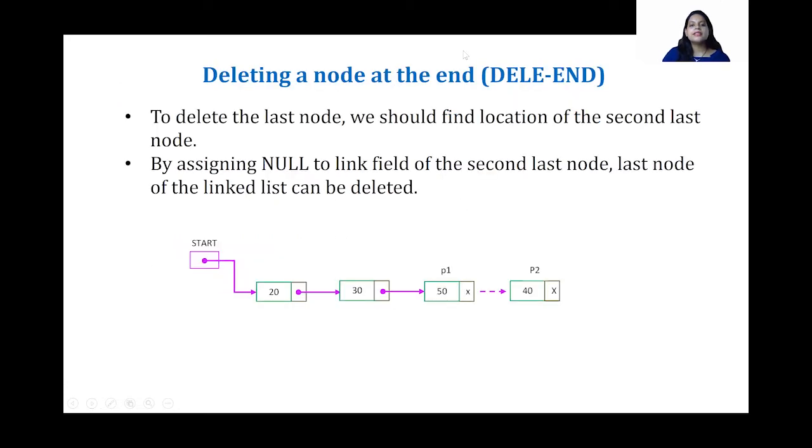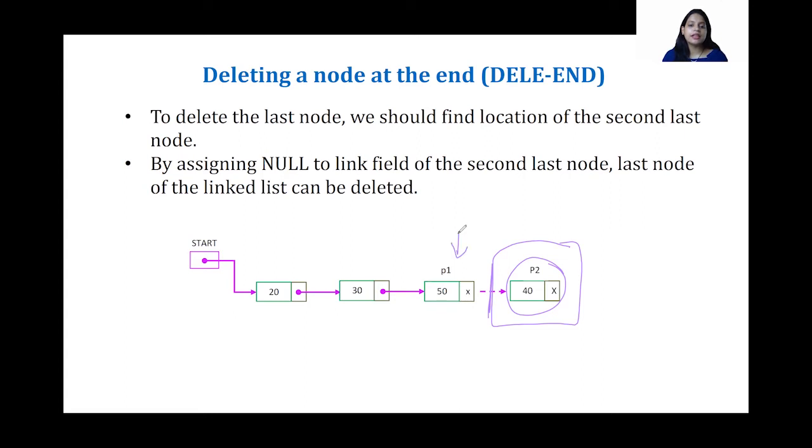So let's go ahead and see the next one. The next algorithm is deleting a node at the end. Suppose this is my linked list. I have this last node. All I have to do is remove this link. When I do that, automatically this particular node is going to get deleted, right? To delete the last node, we should find the location of the second last node. Why the second last node? So that we can remove this link.